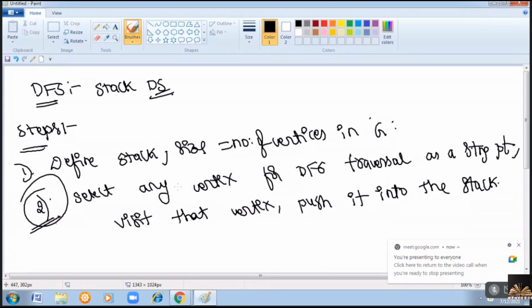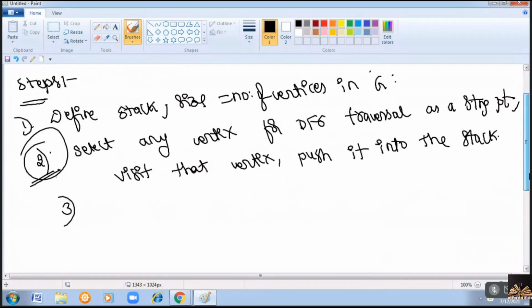So here you are selecting any vertex for DFS as a starting point. Sorry, not the second point. Third point. Let me write the third point. That will make the difference. In Q also, you'll select any vertex as a starting point and you'll insert it into the queue. Here, you'll push it into the stack. Now, this third step will make the difference.